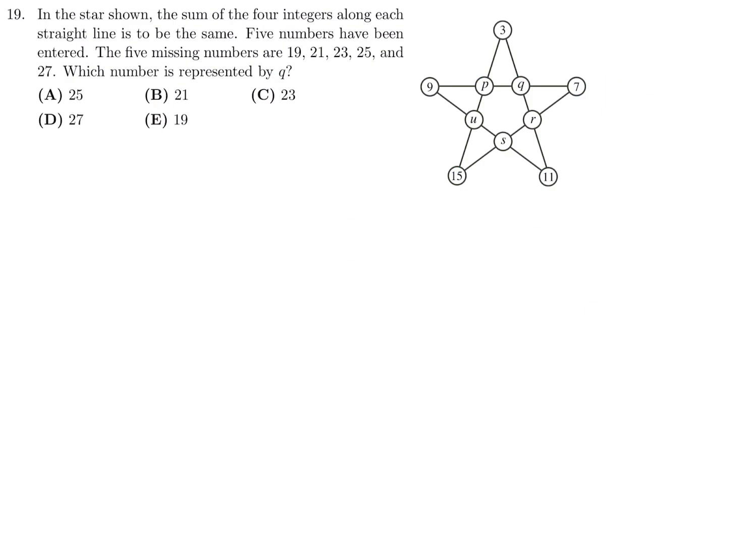In the star shown, the sum of the 4 integers along each straight line is to be the same. 5 numbers have been entered. The 5 missing numbers are 19, 21, 23, 25, and 27. Which number is represented by Q?